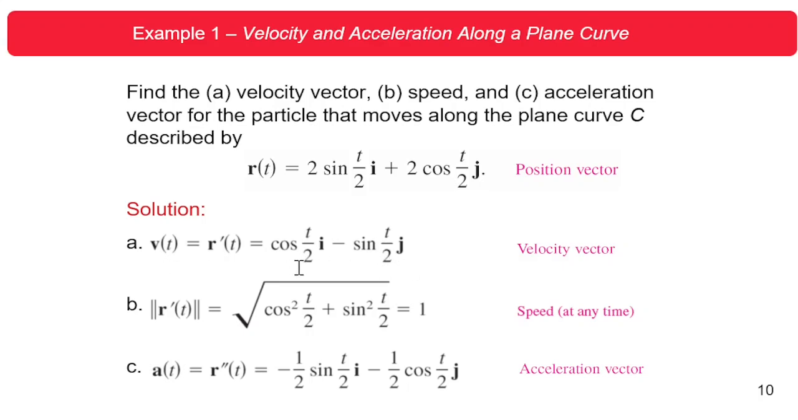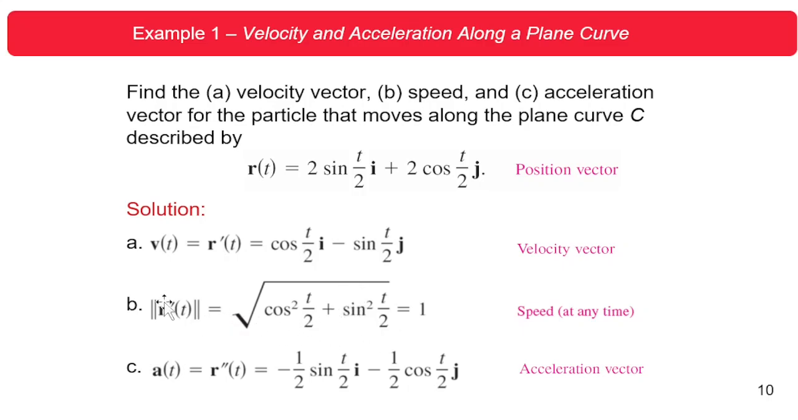Therefore, the velocity for the particle that moves along the plane curve C described by this position vector is equal to cosine of t over 2 times i minus sine of t over 2 times j. For part B, for the speed, we simply calculate it by taking the square root of the sum of the squares of each component.